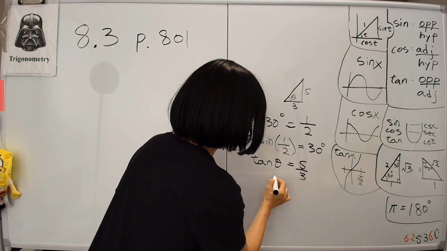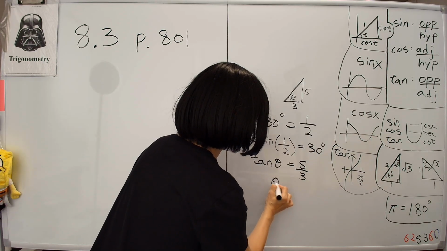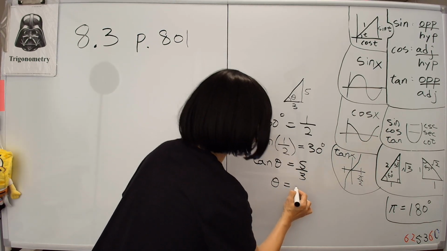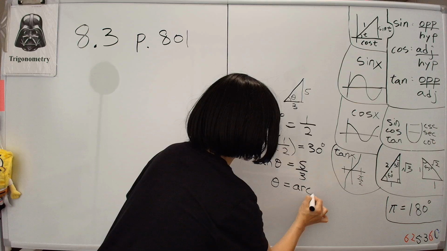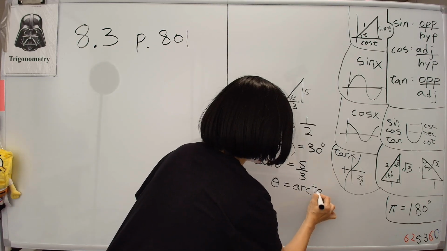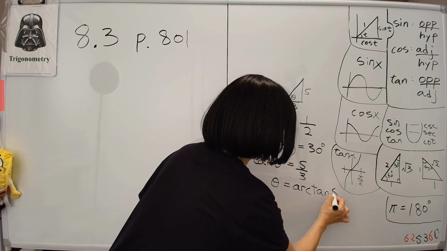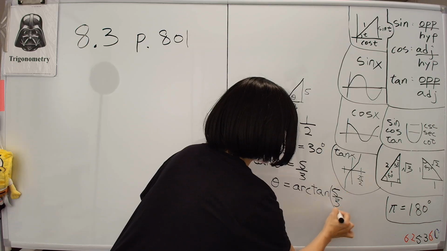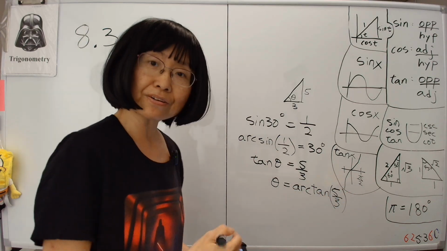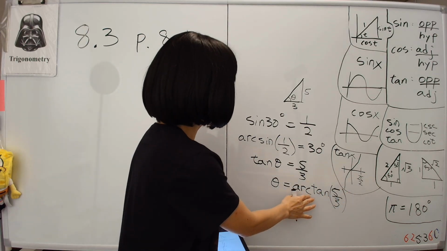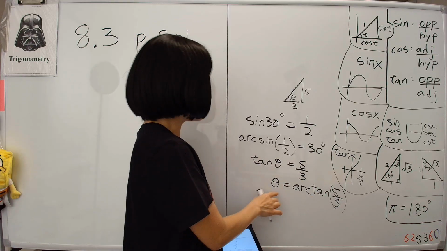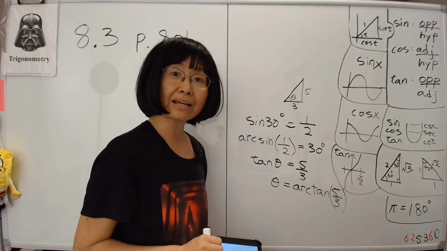To figure out what theta is, theta is equal to the inverse tangent, that is arc tangent, A-R-C-T-A-N, of 5 over 3. And this is actually a specific button on the calculator. If you punch in arctan 5 over 3, that will give you how big the angle is.